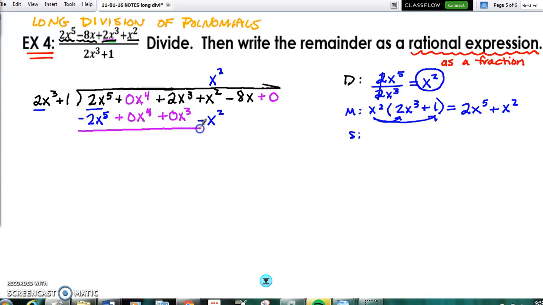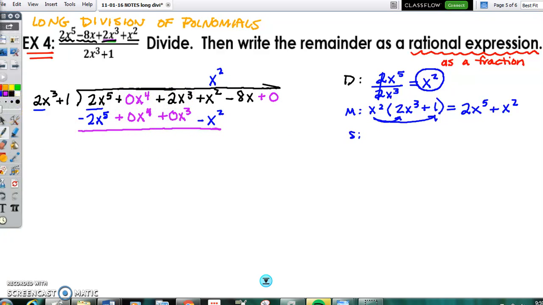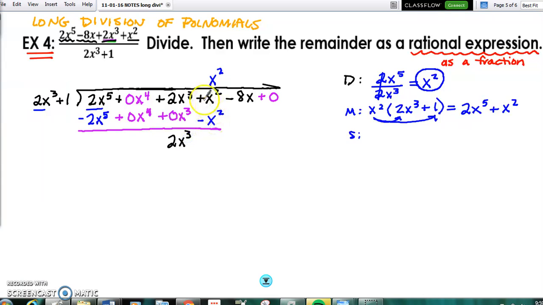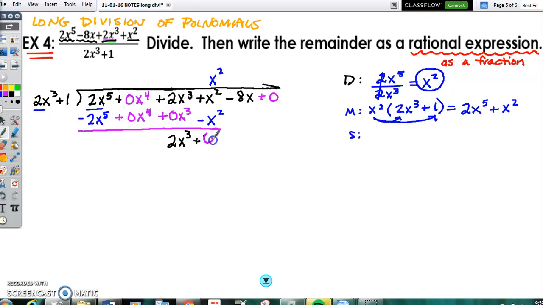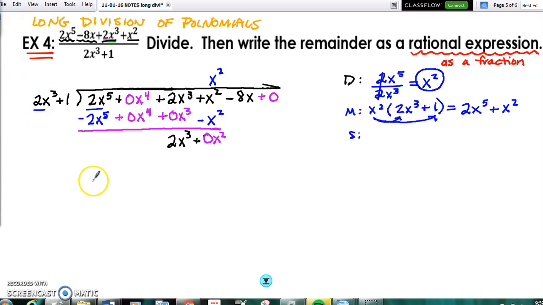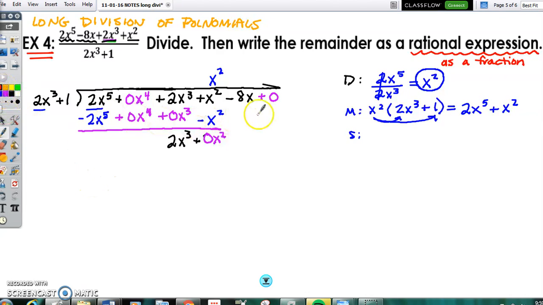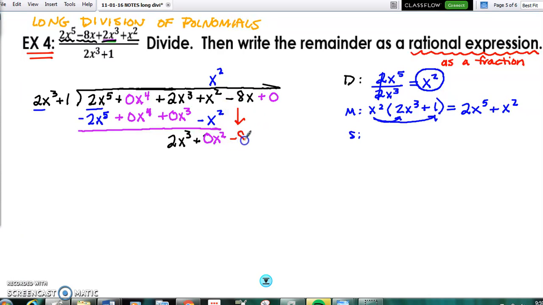It's alright. Now we're going to subtract. 2x to the 5th minus 2x to the 5th is gone. 0. 0 minus 0 is gone. 2 minus 0 is 2. And 1x squared minus an x squared is no x squared. I'm going to put the 0x squared to hold its place, though. Apparently, purple has become a placeholder color. Okay. And now we drop it like it's hot. Negative 8x.